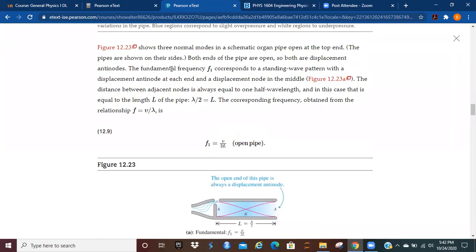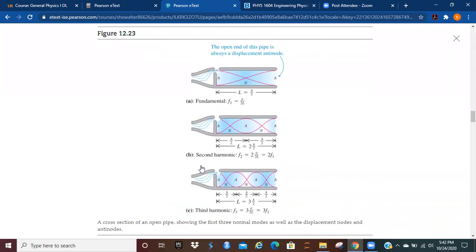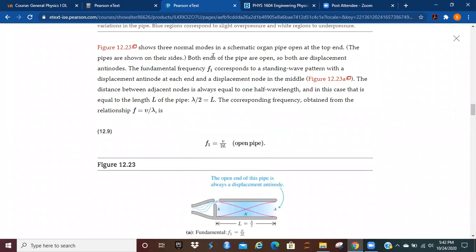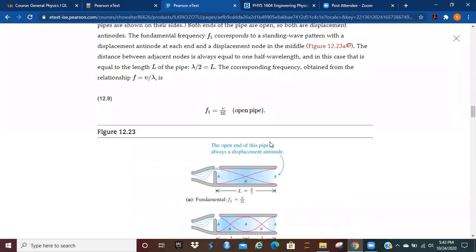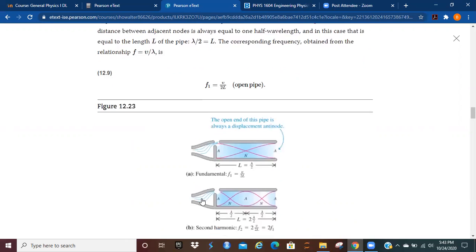So here in figure 12.23, we've got three modes in a schematic organ pipe open at the top end. Both ends of the pipe are open, so both are displacement antinodes. The fundamental frequency corresponds to a standing wave pattern with a displacement antinode at each end and a displacement node in the middle. The distance between antinodes is always equal to 1/2 of the wavelength, and in this case that is equal to the length L. So then you can write that particular relationship. The corresponding frequency is the velocity divided by 2L for an open pipe.